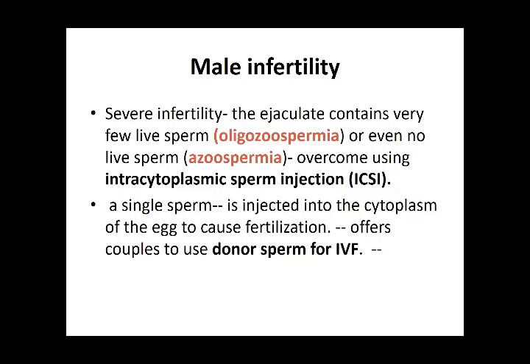Male infertility can be overcome using intracytoplasmic sperm injection. A single sperm is injected into the cytoplasm of the egg to cause fertilization. So sperms are taken out and injected into the egg, which causes fertilization, and the couple's or a donor sperm can be used. The fertilization process is done outside the body, and once the fertilization has occurred and the cleavage process starts, then they are placed into the female genital tract.